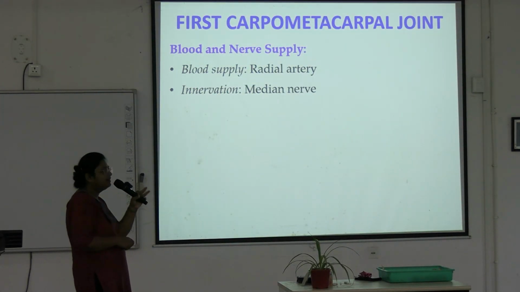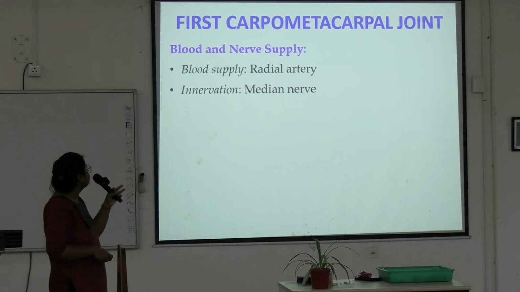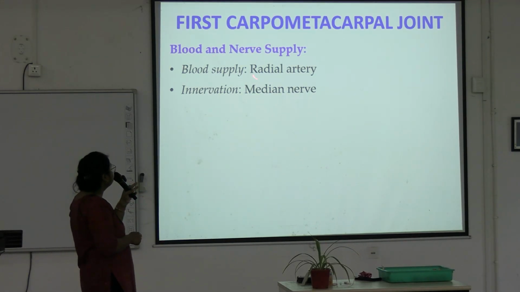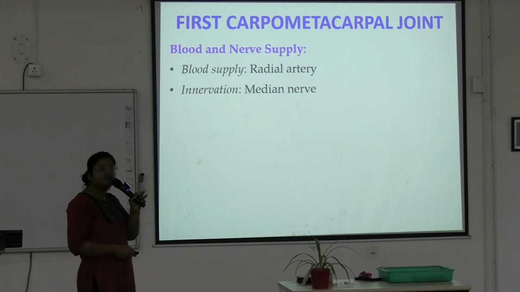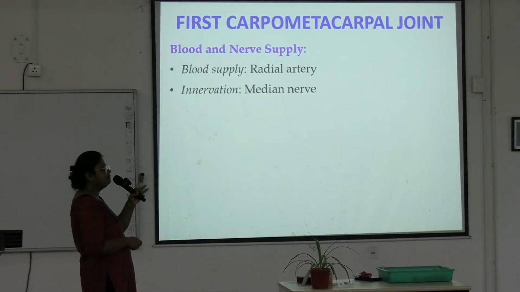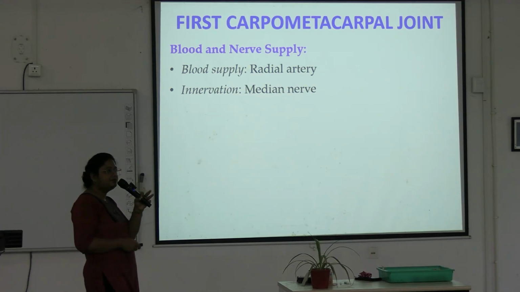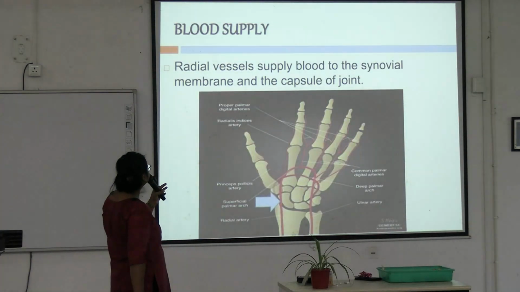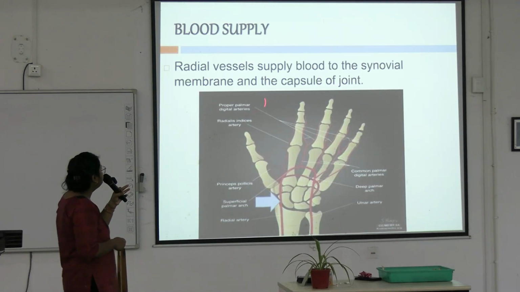Next, we are going to blood supply and nerve supply of the joint. Blood supply is coming from radial artery, which is in close relation with the joint, and innervation is coming from the median nerve. Okay, branch of the median nerve. Next, so blood supply.